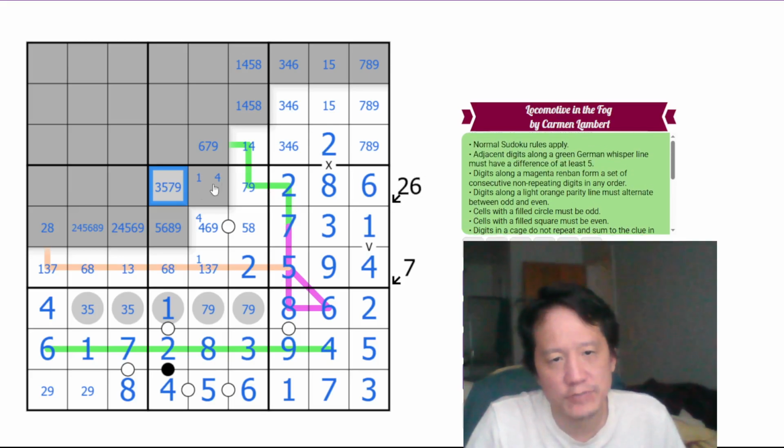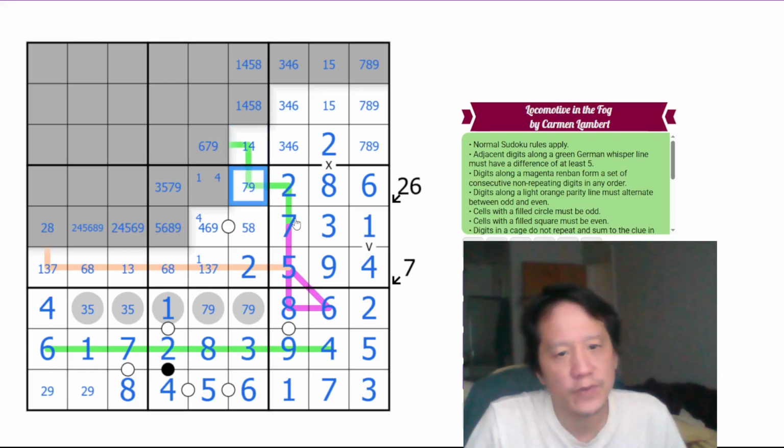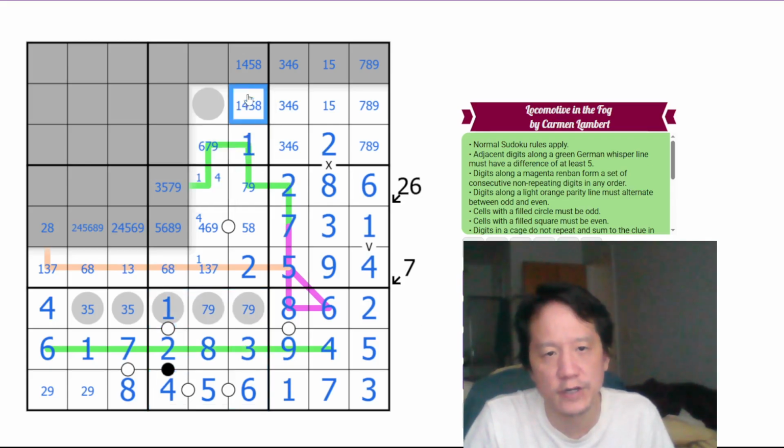For some reason, I'm just stumped here. Okay, if this is 4, this would be 9 and 9. Okay, there we go. If this is 4, this becomes 9 and 9, which would force both of these to be 7. And that's not allowed because you have a repeat in the same box. So this cannot be 4, this must be 1, which means this can't be 1.